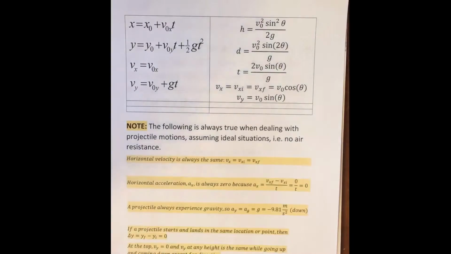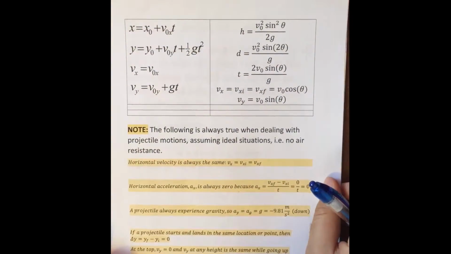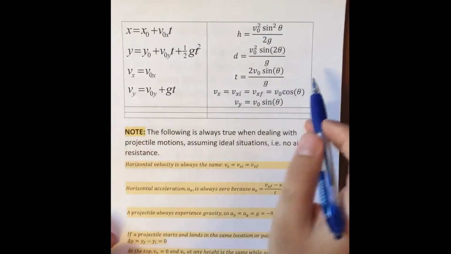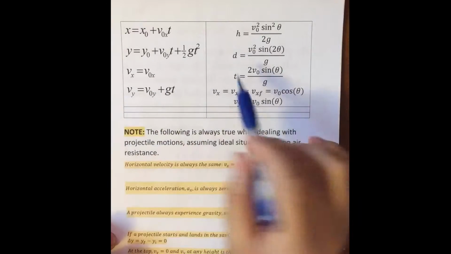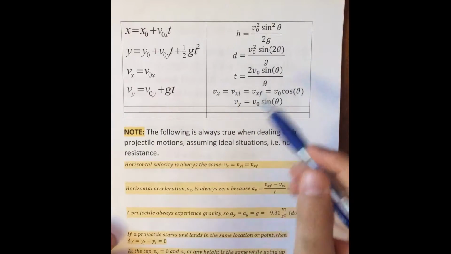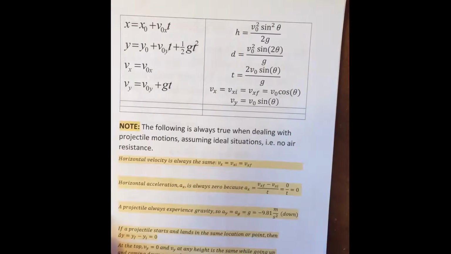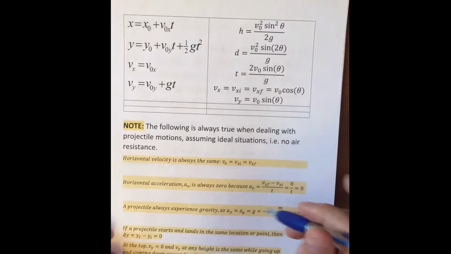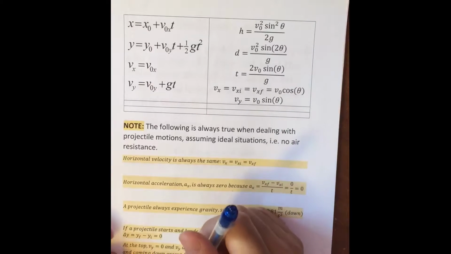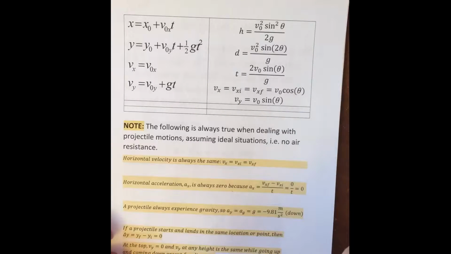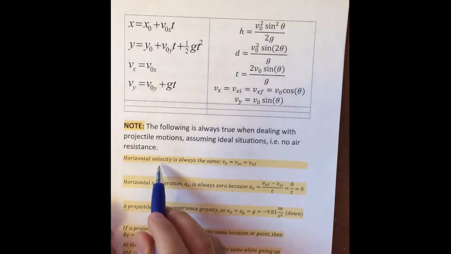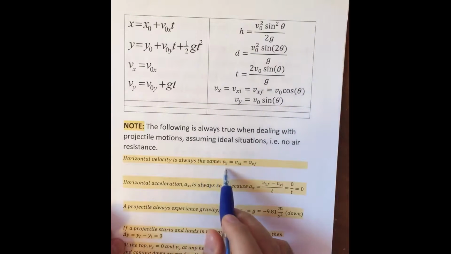I have here some formulas and keynotes. These are very important. All you have to do is use these equations to solve projectile motion, and these are some of the key notes that you have to keep in mind. You have to remember these, because if you don't know these, it's going to be hard to solve these kinds of projectile problems. The first one here is that horizontal velocity is always the same.